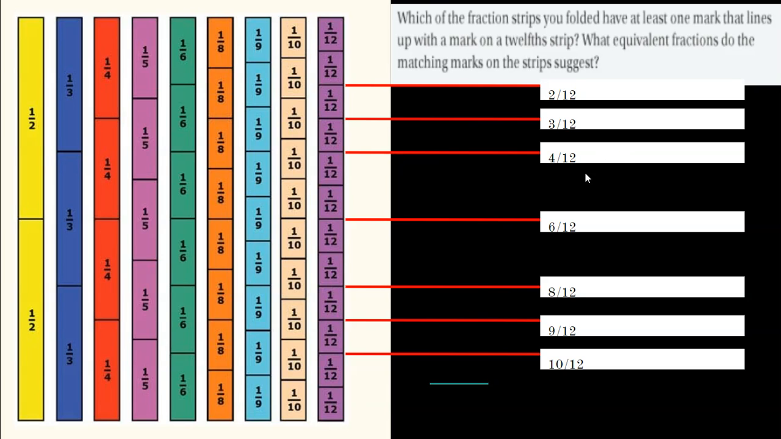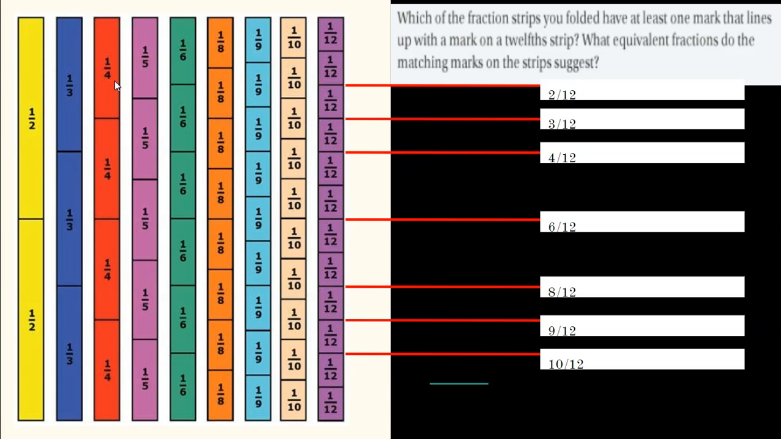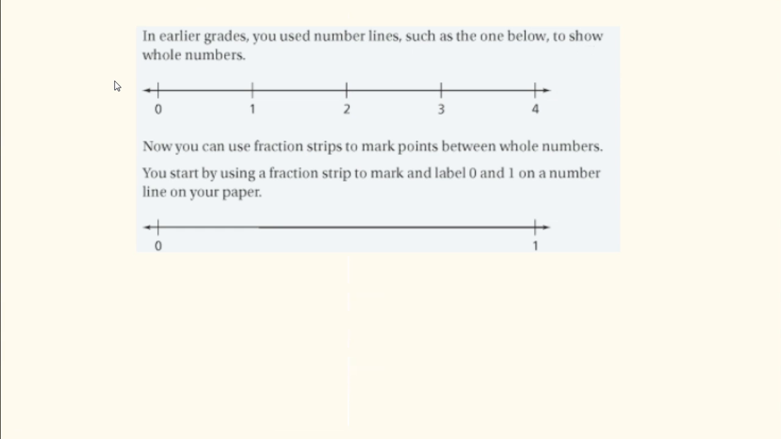I'd like you to do the rest of these on your own, starting with 4/12, and then you can go down to 6/12, 8/12, 9/12, and 10/12. You're looking for those equivalent fractions by lining up, and this graphic is super helpful because they're already lined up.